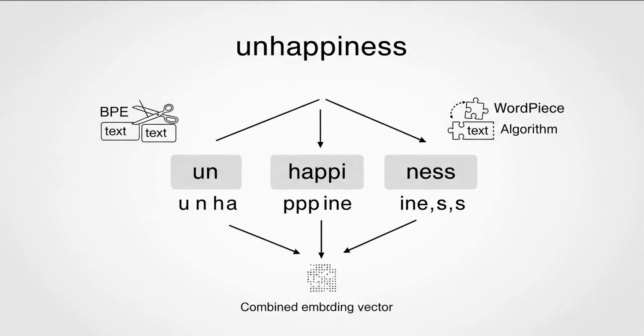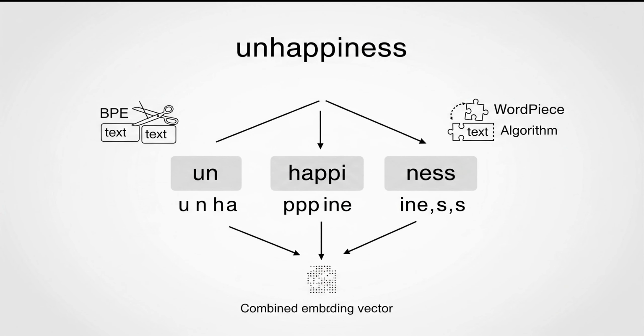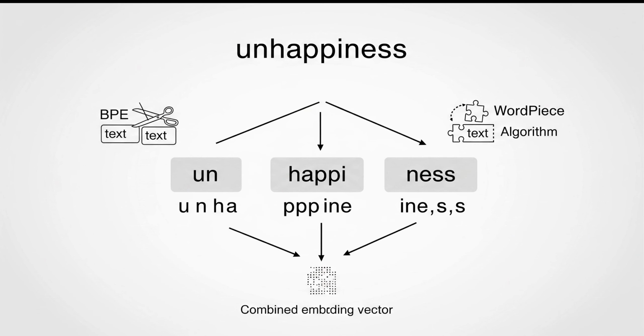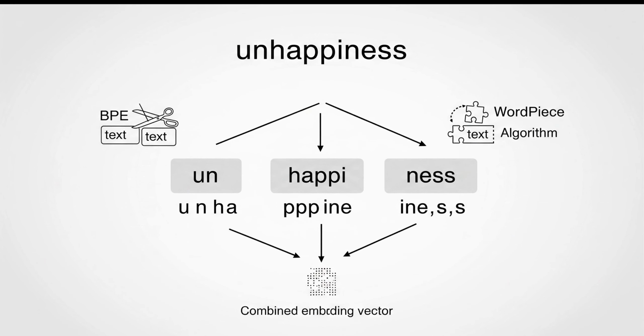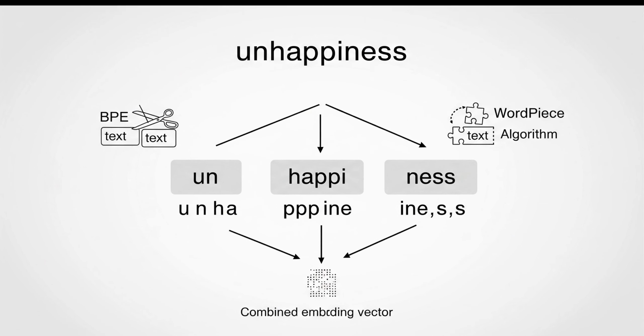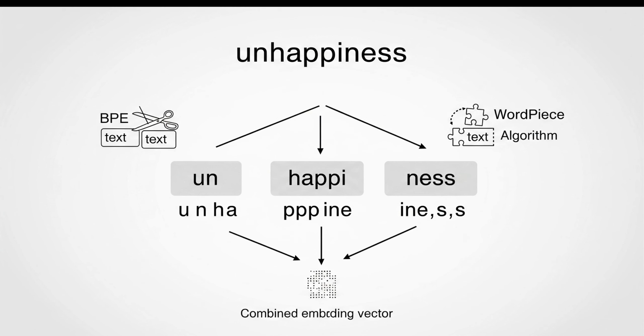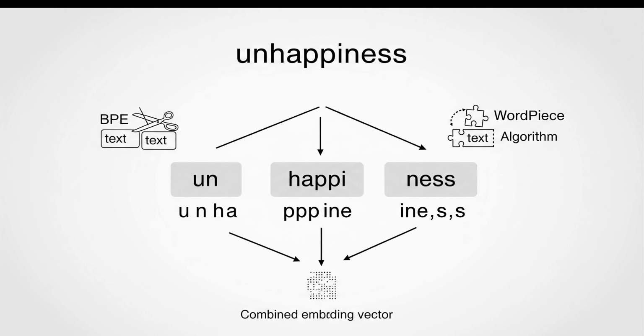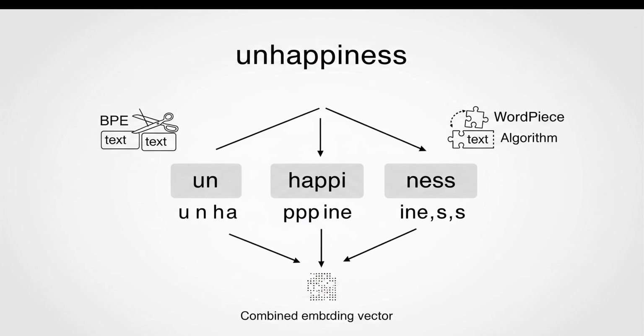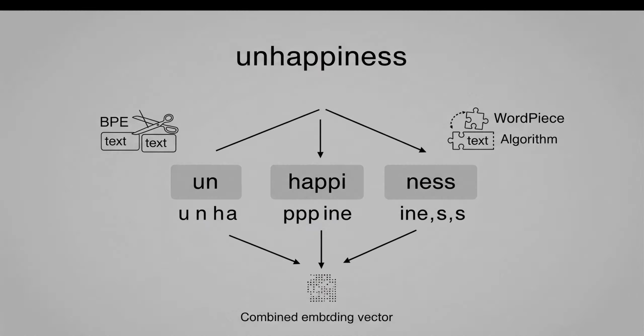How do models handle rare words or misspellings? Enter subword and character embeddings: byte pair encoding, WordPiece, and character CNNs or LSTMs. These split words into smaller units, so unseen words can still get meaningful representations from known subwords.